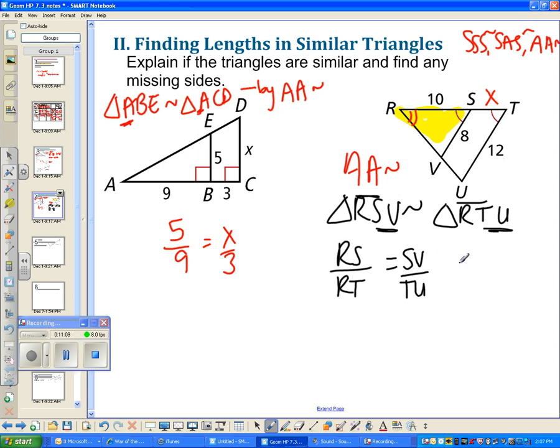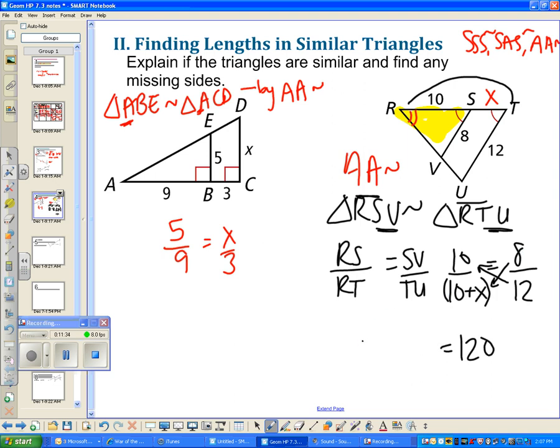Now that I have my proportion, I can plug in. RS is 10. RT is, that's kind of weird, I have an x. Well, that's 10 plus x. To get this whole thing, I have to add those two together. And then SV is 8 and UT is 12. Now that I have this, I can cross multiply and solve. Remember, you need to distribute this 8 into everything. So 10 times 12 is 120. 8 times 10 is 80. And 8 times x is 8x. And that's how I can solve for that one.